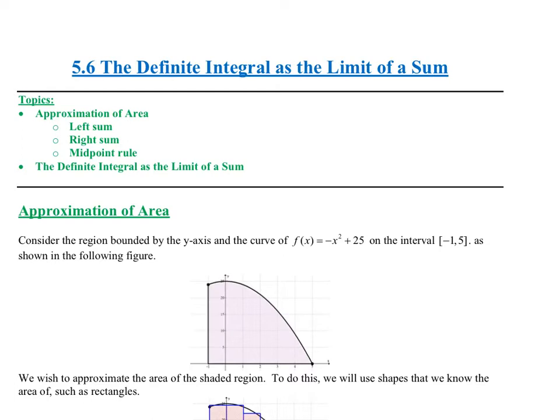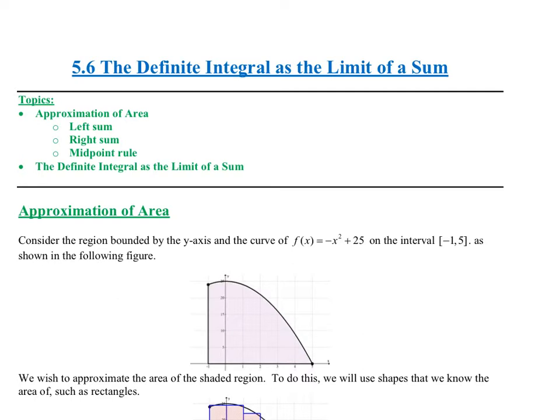So if we wanted to find area previous to this class, we would have to use those geometric shapes we know: rectangles, circles, triangles, any of the shapes that we learned in geometry. And we would have to estimate the area by finding the area of several different rectangles. This topic in business calculus and brief calculus is not nearly as important as it is in regular calculus. In regular calculus, this idea of breaking things into smaller pieces and adding up those smaller pieces is a very, very important concept that you'll see.